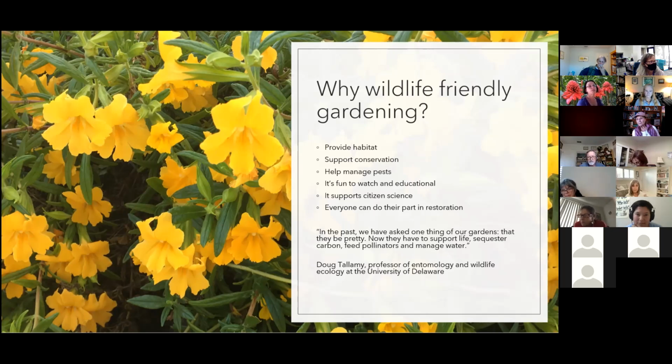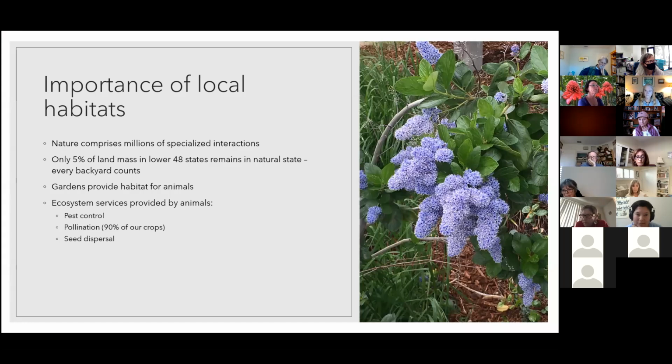So he says, in the past, we've only asked that our gardens be pretty, but now we ask a lot more of them. We want them to provide wildlife and habitat, sequester carbon, feed pollinators, and also manage water. So we're now starting to look at our gardens on a much broader scale, not just something pretty to look at or some pretty flowers to have out there. And he also comments on the importance of local habitats.